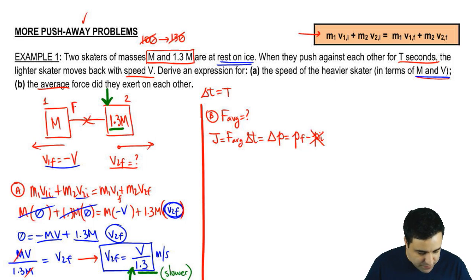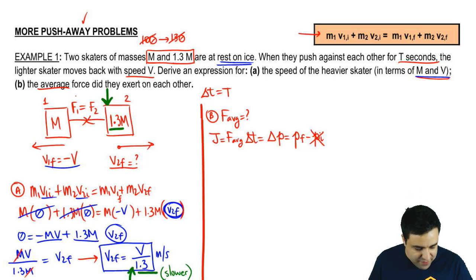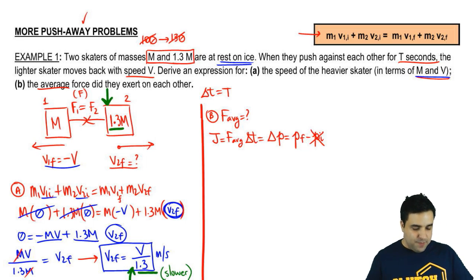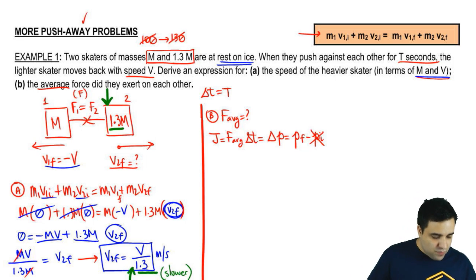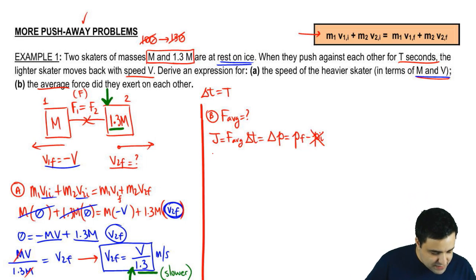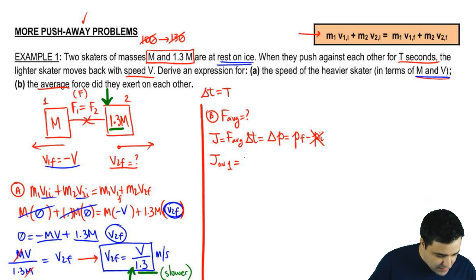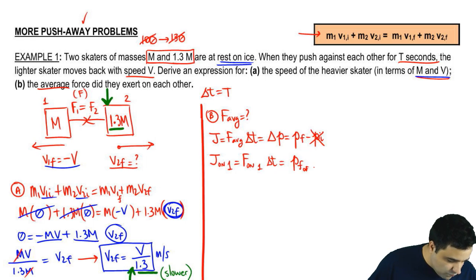Now, the two of them are pushing each other with the same force. You can think of this as F1 and F2, but they're really the same magnitude. So I can just think of it as F. Now, they are pushing on each other, and what makes this confusing is you have to look at a single object to be able to do this. So what we're going to say is impulse on object 1. We're going to go with 1 because 1 has the simpler mass, just m instead of 1.3 m.